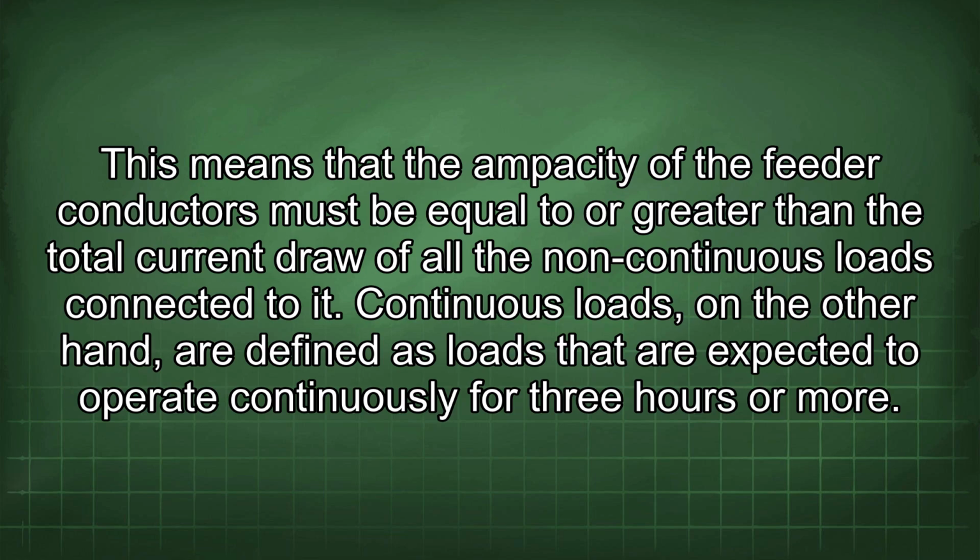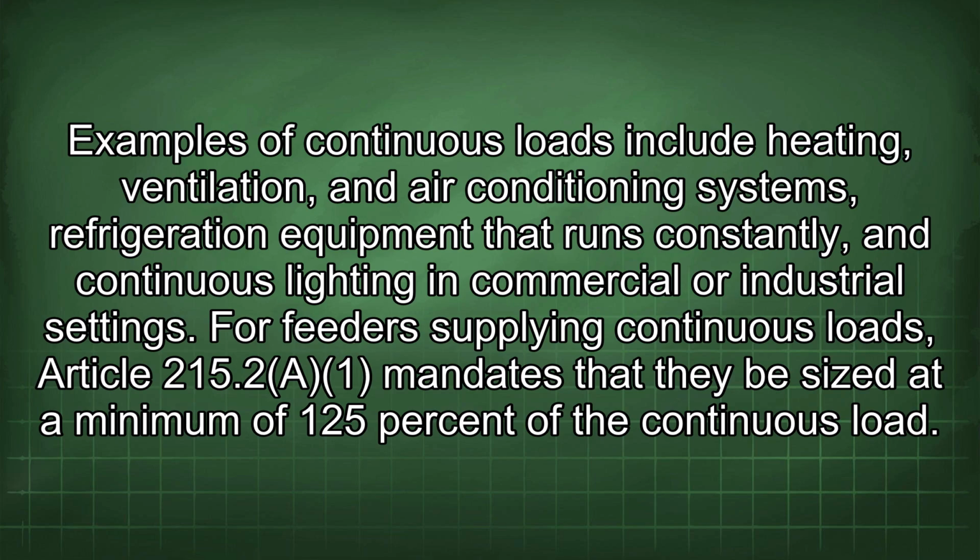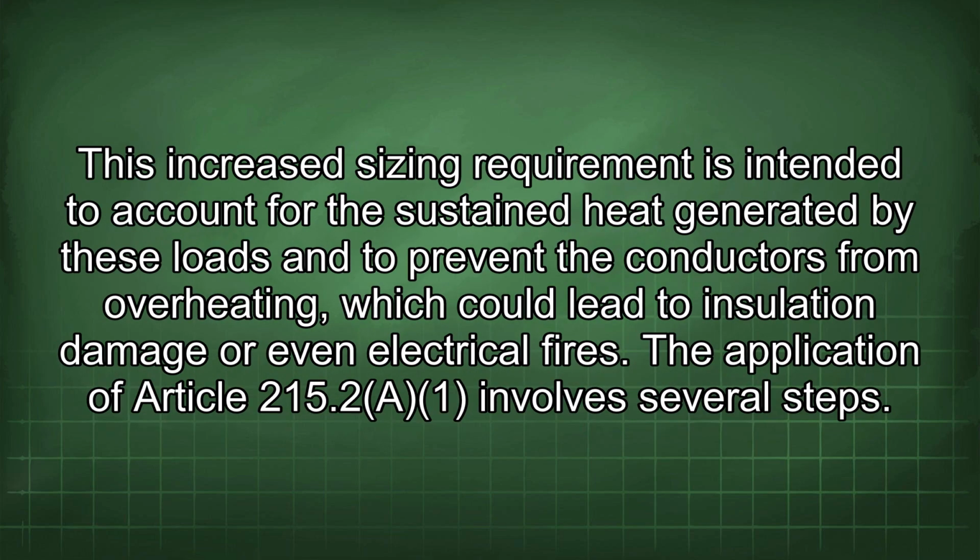Continuous loads, on the other hand, are defined as loads that are expected to operate continuously for 3 hours or more. Examples of continuous loads include heating, ventilation, and air conditioning systems, refrigeration equipment that runs constantly, and continuous lighting in commercial or industrial settings. For feeders supplying continuous loads, Article 215.2a mandates that they be sized at a minimum of 125% of the continuous load. This increased sizing requirement is intended to account for the sustained heat generated by these loads and to prevent the conductors from overheating, which could lead to insulation damage or even electrical fires.